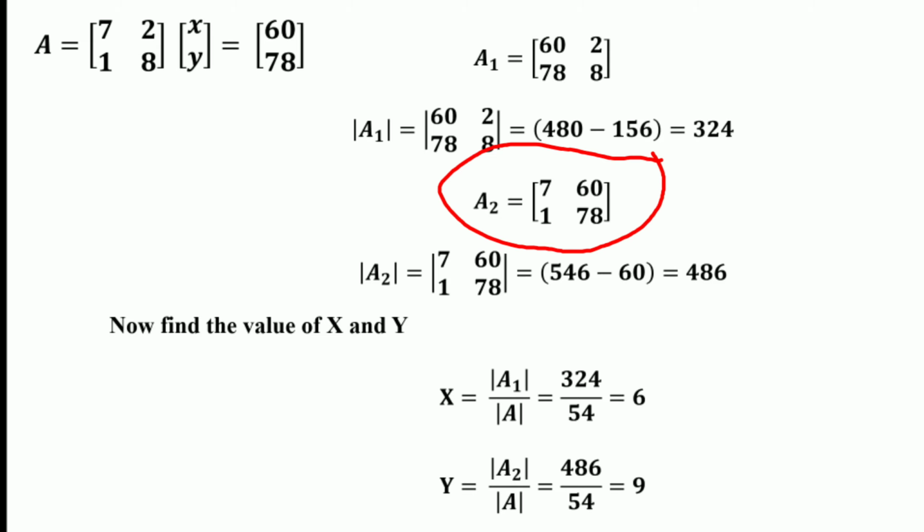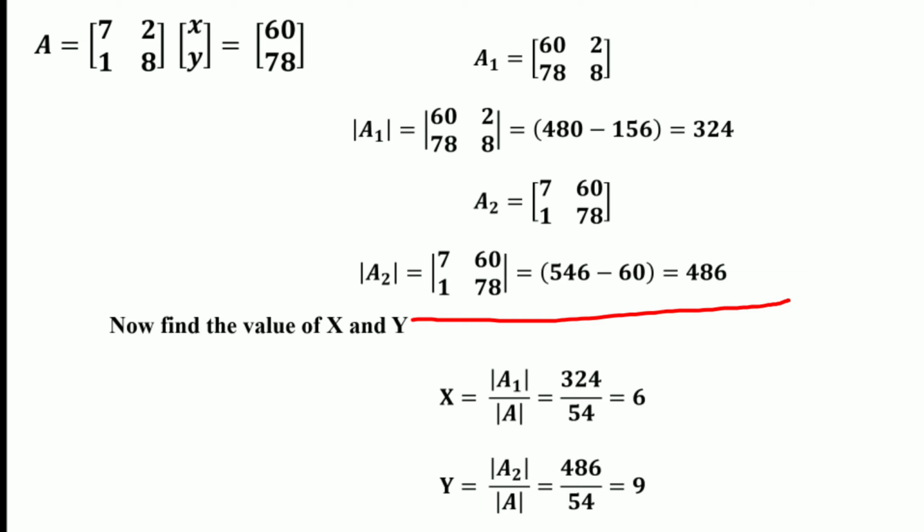Now after forming the new matrix A2, we want to find the determinant value of A2, which is equal to 7 into 78, which is 546, minus 60 into 1, which is 60. So 546 minus 60 is equal to 486. So 486 is the determinant of A2.